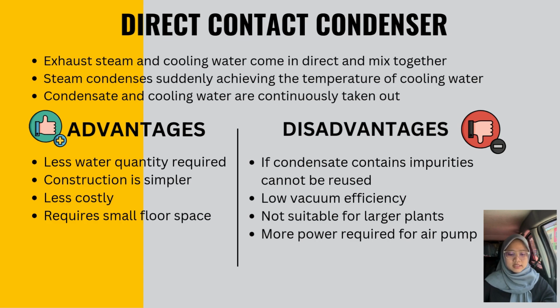For the advantages and disadvantages of direct contact condenser, first advantage is less water quantity required. Construction is simpler, less costly, requires small space, and next for disadvantages, if condensate contains impurities it cannot be reused. Then low vacuum efficiency, not suitable for large plant, and more power required for air pump.